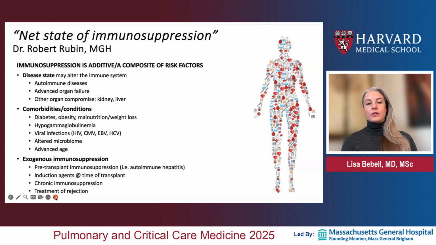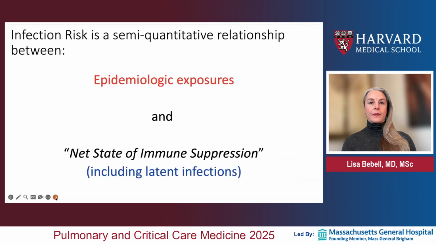Mostly what we think about, though, is exogenous immunosuppression, including both pre-transplant induction agents at the time of transplant, and chronic immunosuppression or periodic immunosuppression, required, for example, to treat rejection. So I want you to not forget these other categories when you're thinking about the exogenous factors. Also think about the underlying disease state and the comorbidities that could be contributing to a net state of immunosuppression in your patient.